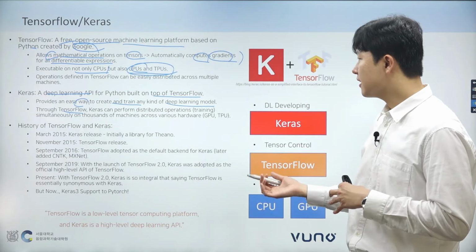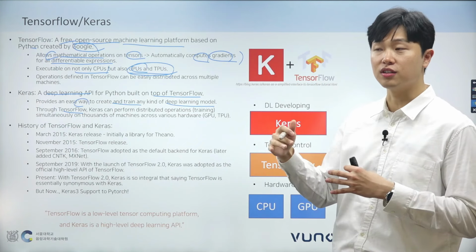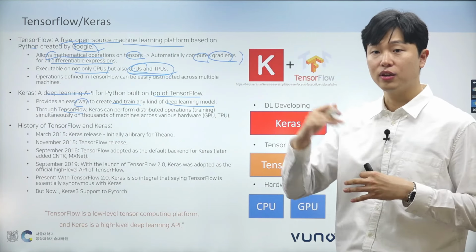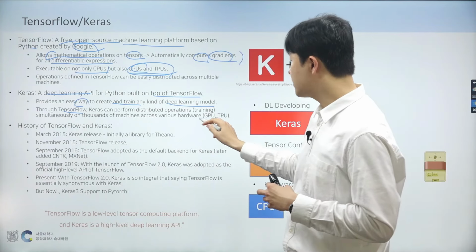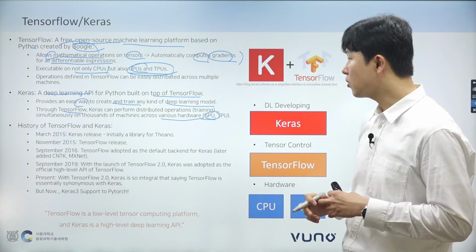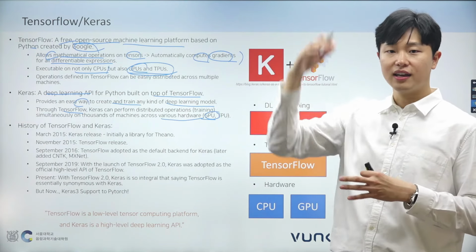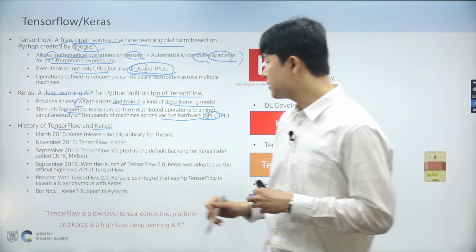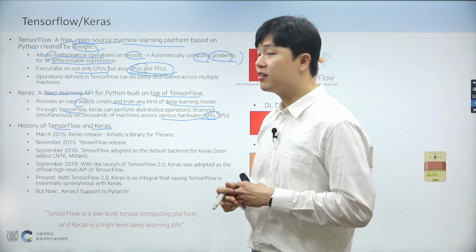So, through TensorFlow, Keras can perform distributed operations during the training phase simultaneously on thousands of machines across various hardware such as GPU and TPU. So, Keras provided an easier way to utilize TensorFlow capabilities for deep learning and other users. This capability is crucial in environments where large datasets and computationally intensive models require the use of extensive computational resources to reduce training time.